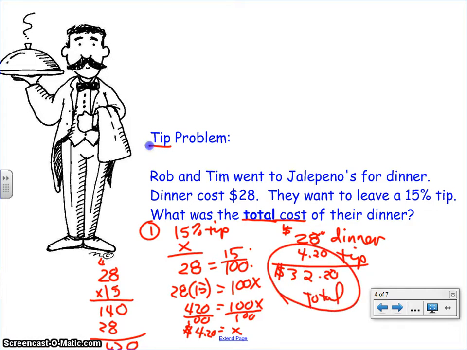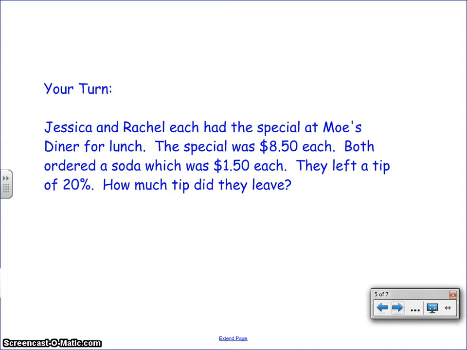All right, here's one for you that has a tip. Jessica and Rachel each had the special at Moe's Diner for lunch. The special was $8.50 each. Both ordered a soda, which was $1.50 each. They left a tip of 20%. How much tip did they leave?